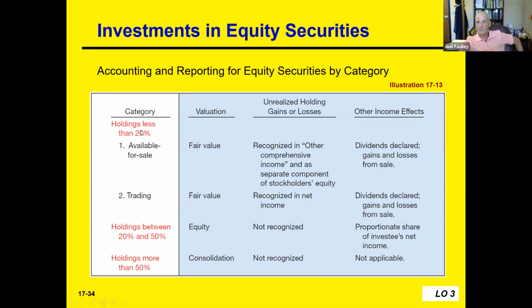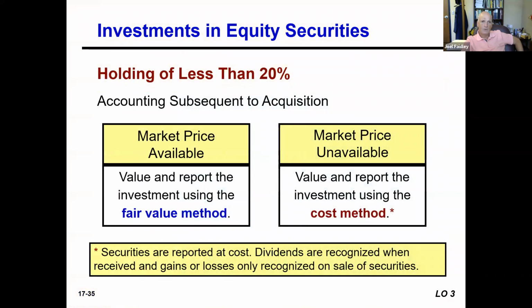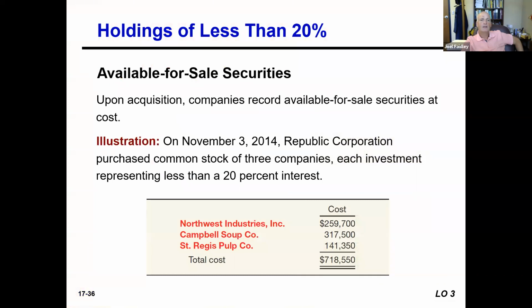So holdings less than 20%, that didn't change. The 20 to 50% didn't change. You're going to use the equity method. And then at more than 50%, use consolidated reporting. That's a good slide overall. All right, holding of less than 20%, fair value, market price unavailable, cost method. Let's skip that. All right, let's look at this example.